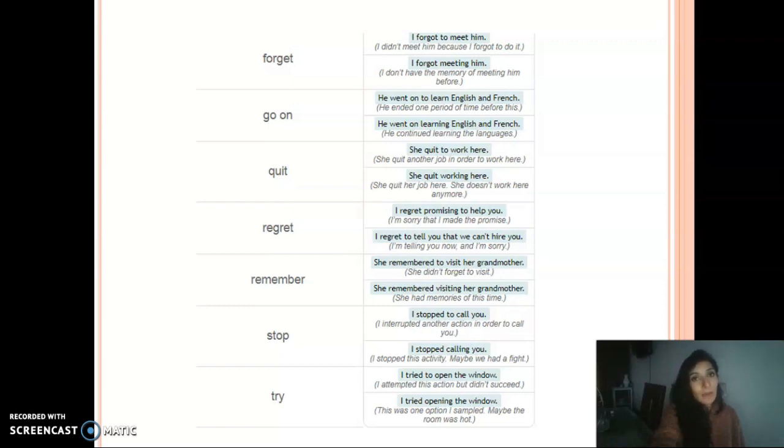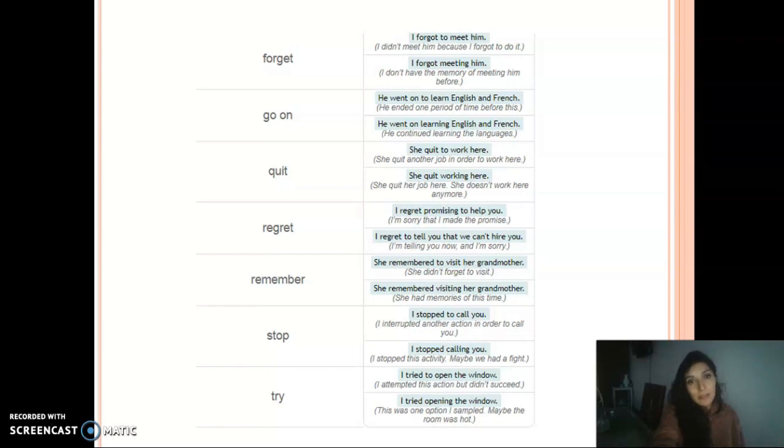Go on. He went on to learn English and French, and it means he ended one period of time before this. And when we use a gerund form, it says he went on learning English and French, so it means that he continued learning the languages.